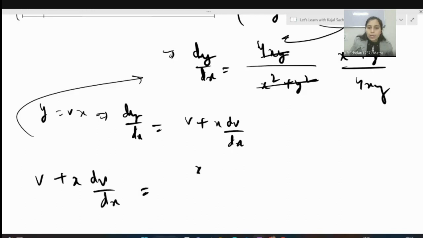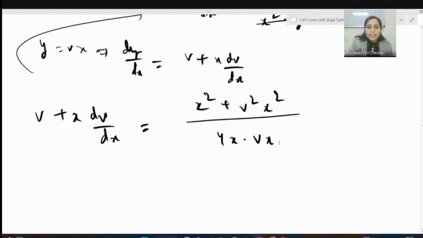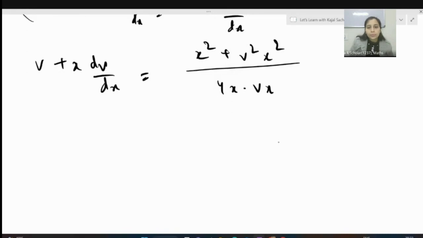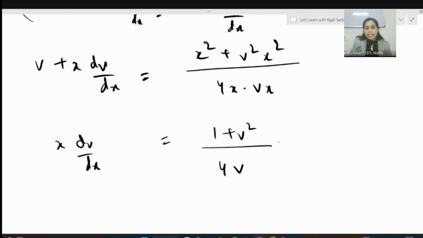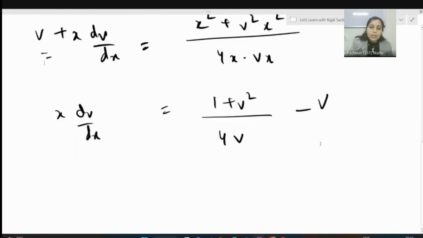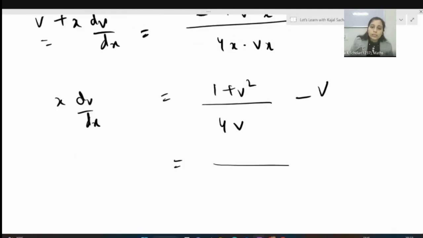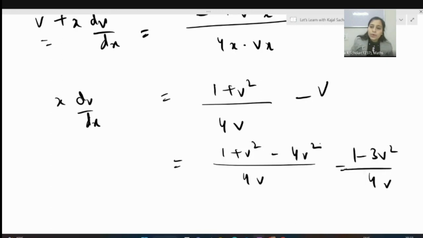x square plus v square x square upon 4x into vx. Cancelling x square, we get 1 plus v square, and from below 4v. Taking this v to the right in subtraction and solving for v, 4v common, minus 4v square. This will give you 1 minus 3v square upon 4v, and from here x dv by dx.